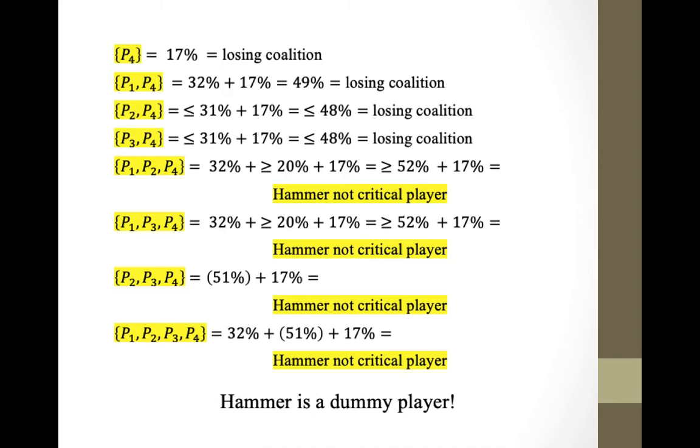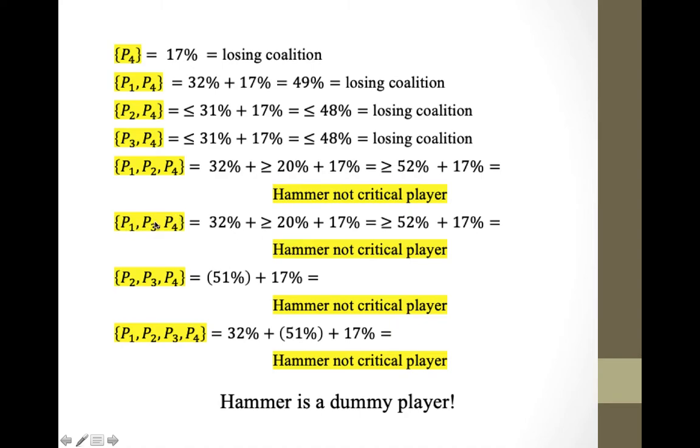player or not in each one of these coalitions, whether his vote would actually sway the vote one way or the other. So what we notice is that player 1 is 32%, and player 2, we know that he's less than 31%, but we also know that he's greater than 20%. So if we have 32% and something bigger than 20%, we already know that's going to be greater than 52%. So really this 17% is not going to do anything to sway the vote one way or the other because 52% are already voting in one direction. So he is not considered a critical player because 52 is greater than 51.